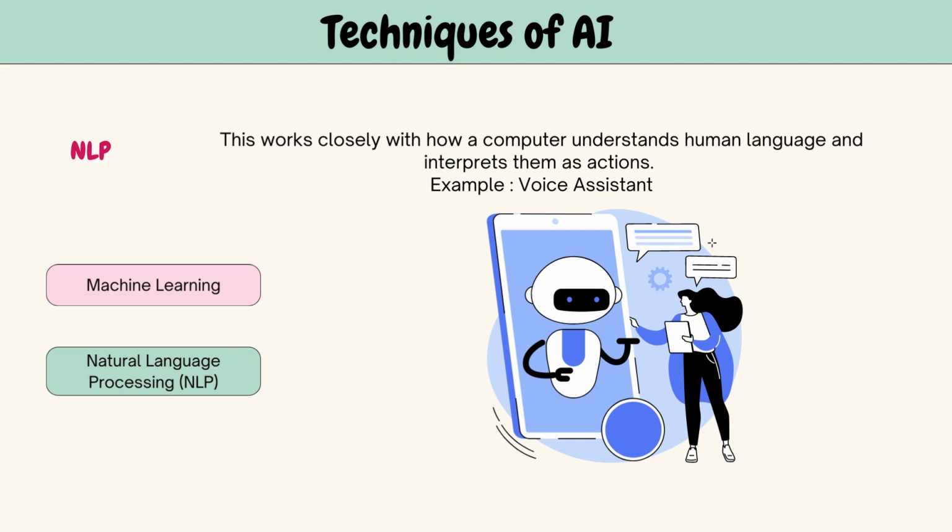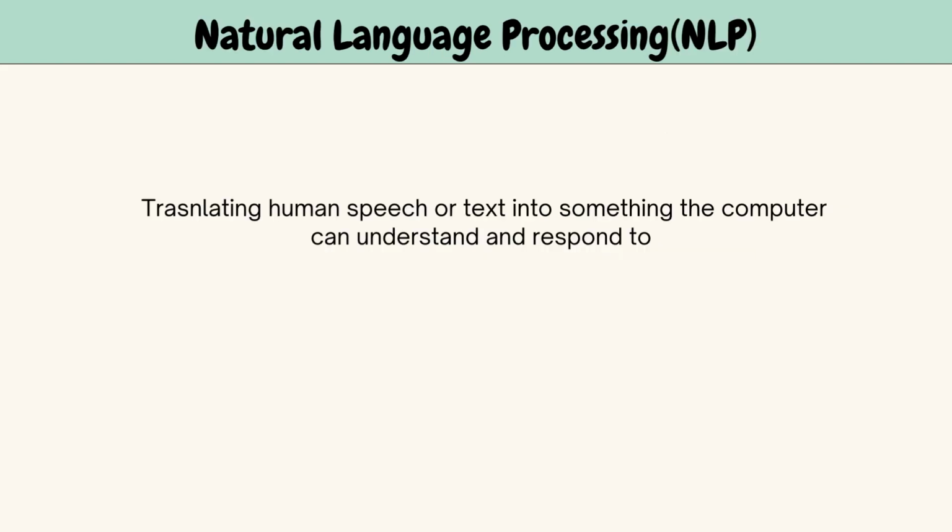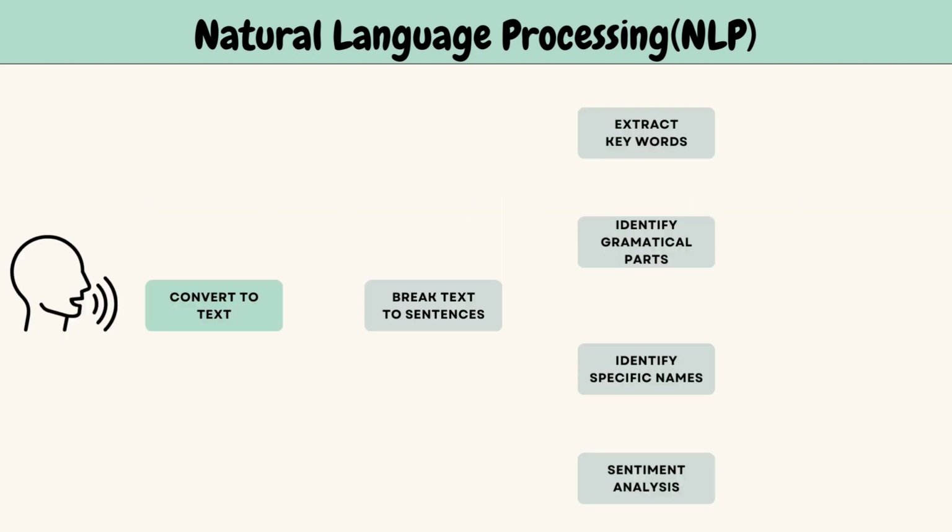Now we can go to the second technique of AI, which is natural language processing, or what we call NLP. NLP is simply translating human speech or text into something that the computer can understand and respond to. So let's dive into how NLP actually works. The moment I speak, my speech has to be converted into text. And then this text will have to be broken down into separate sentences, so it will be able to analyze the context of these sentences.